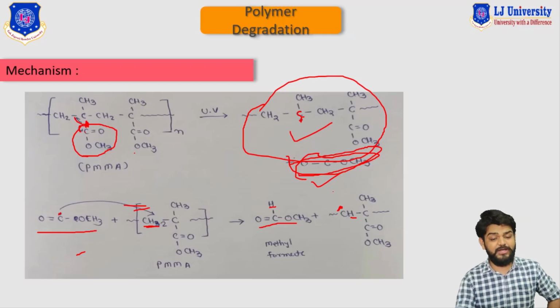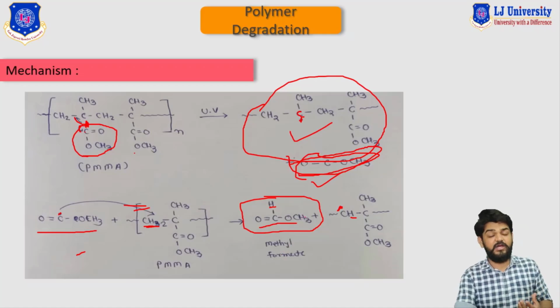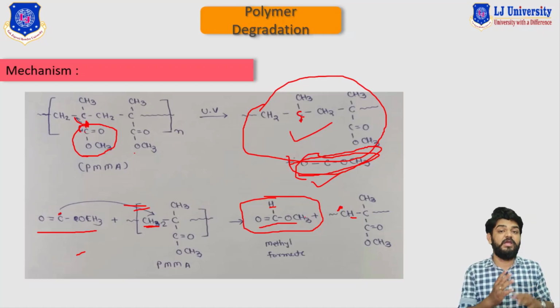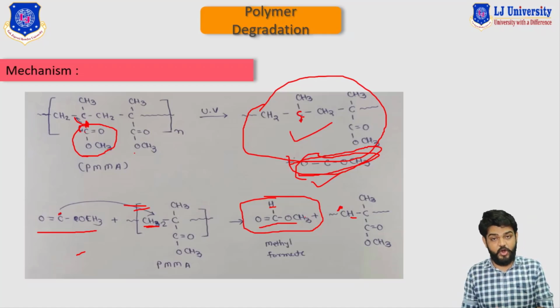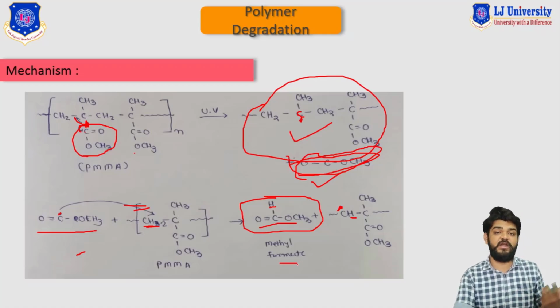Now if you carefully look at this particular product, you will observe that this is methyl formate. So on the photo degradation of one polymer, it produces another useful product. This methyl formate is again very useful in different industries.